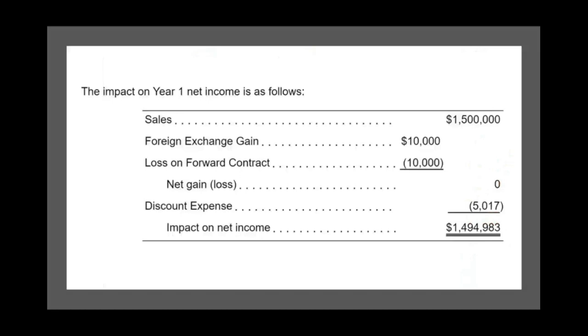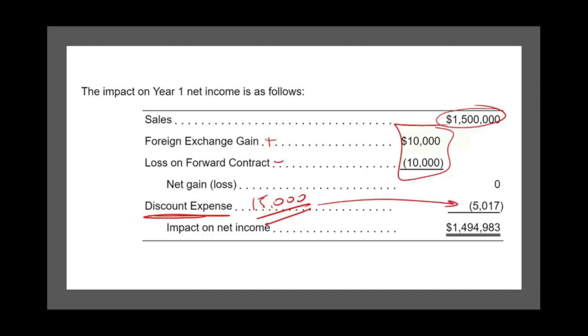And this is how things will show on the income statement for year one. We have sales of 1.5 million, a gain of 10,000, a loss of 10,000. So notice those gains and losses offset each other out, zero. The only expense we're going to have on the income statement is the discount expense, which comes from the $15,000 discount. Now you might be saying, why $5,017? They use the discount rate that the company wants. They could do this on a straight line basis. They can take 15,000 and divide it by how many months the discount is for. But here they used a formula, which you don't have to know. Just know that of the 15,000 discount on the forward contract, $5,017 is expensed. So this is the impact on the income statement.